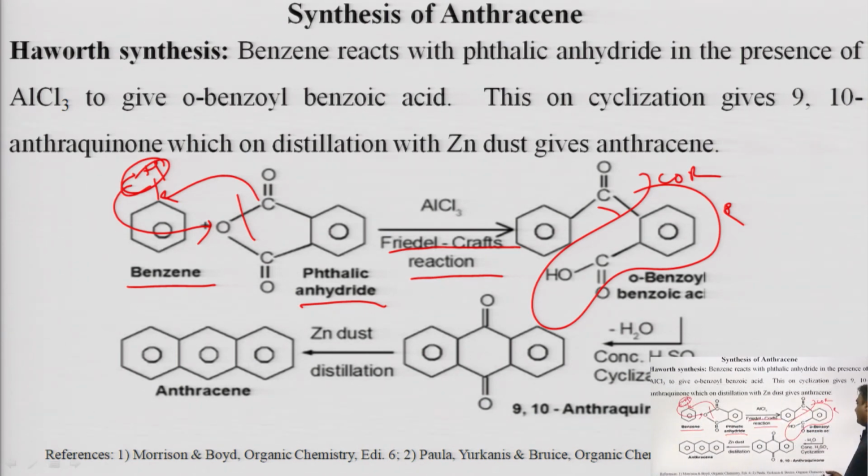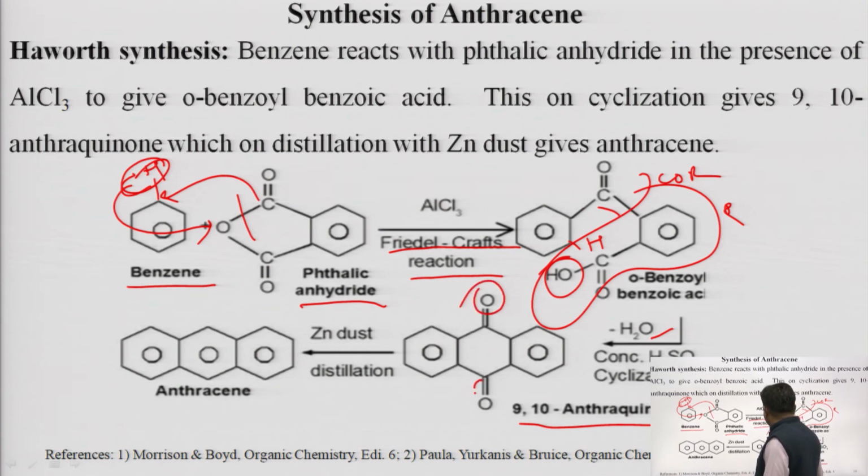Then again cyclization occurs. How? One of the H of this ring and OH of that group will be removed as a water molecule. Cyclization occurs, and we are getting 9,10-anthraquinone. After getting 9,10-anthraquinone, it is very easy to reduce these 2 oxygens. When we heat this product with zinc dust, we are getting anthracene as a product.